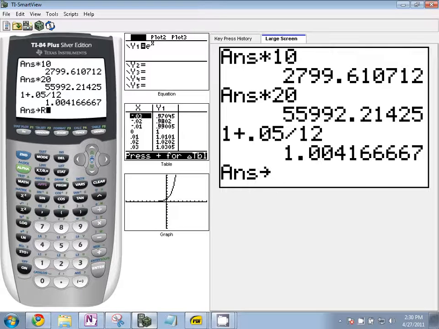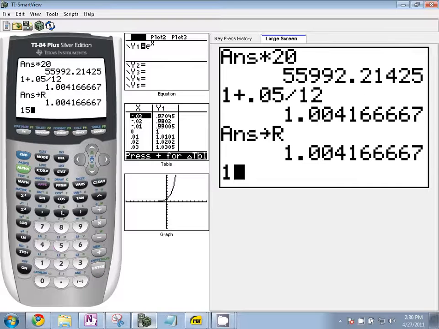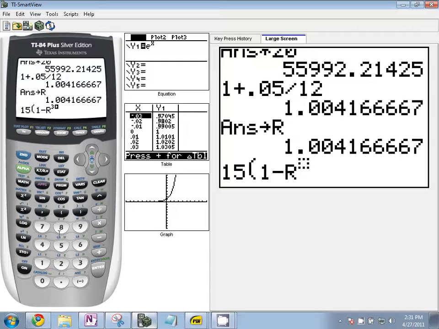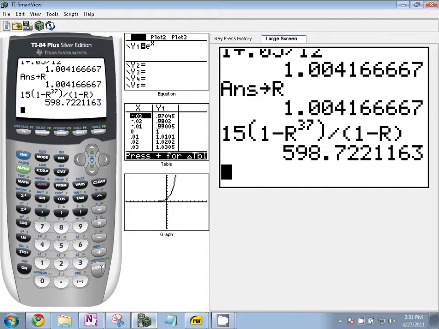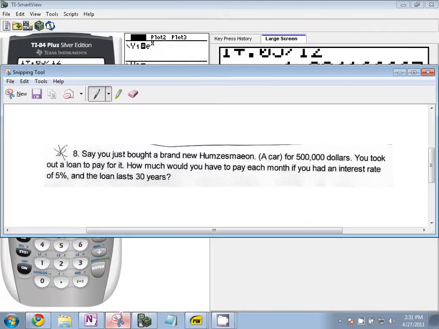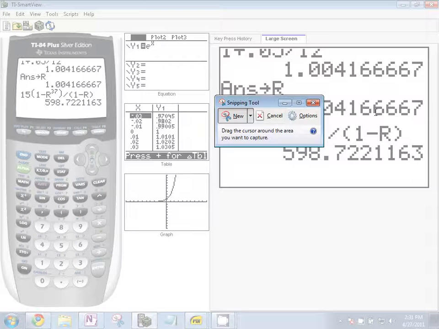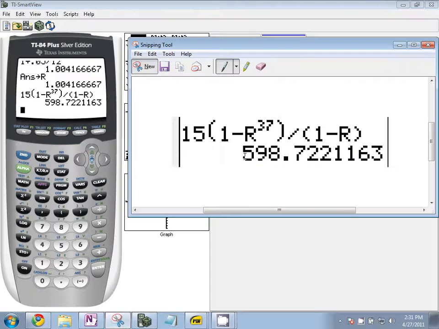So what are we going to do? It's 15 times what? 1 minus alpha R to the what power? 37. Oh, I want to not do that. And then I divide it by what? 1 minus alpha R. So what does that tell us? That's how much you get. That's how much you have in the account at the end.